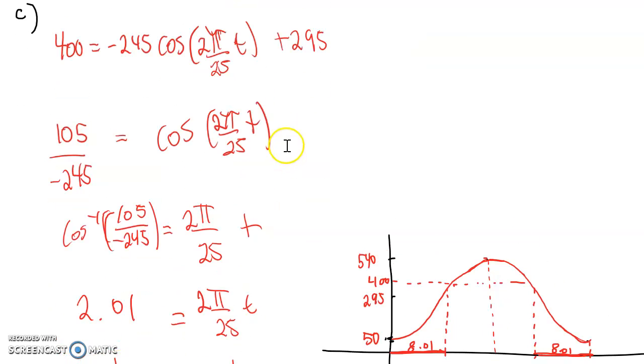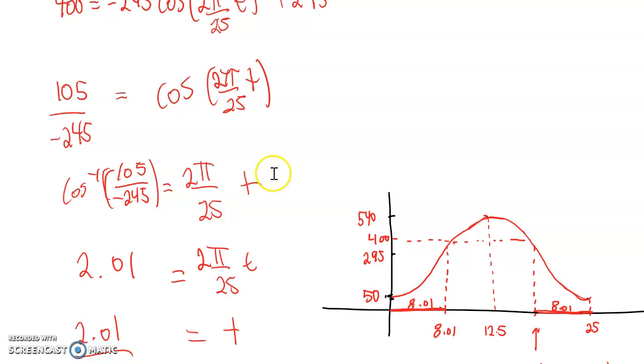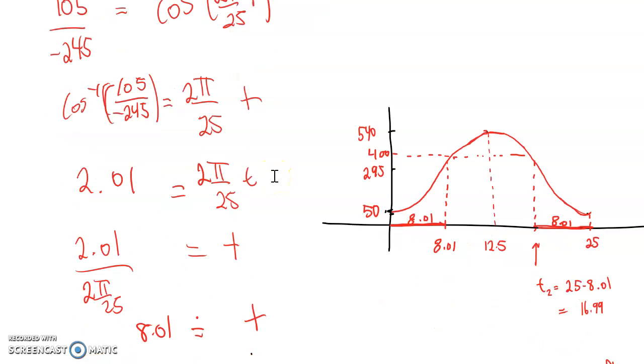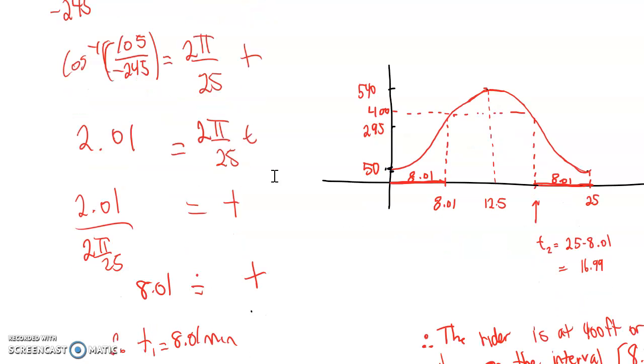And finally, to determine the interval of time at which the rider is at or above 400 feet of height, I set the function equal to 400 and isolated for t to find the first time that the rider reaches a height of 400. This happens at approximately 8.01 minutes.